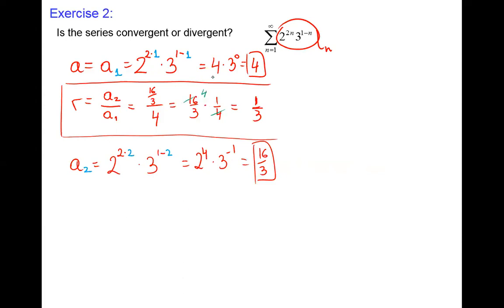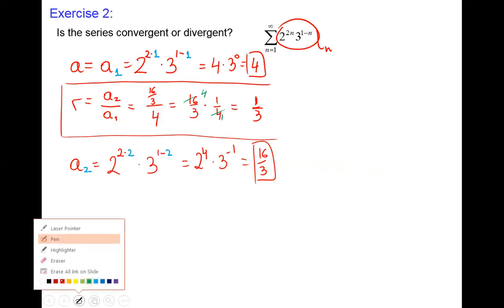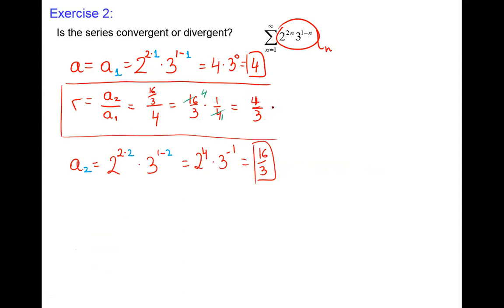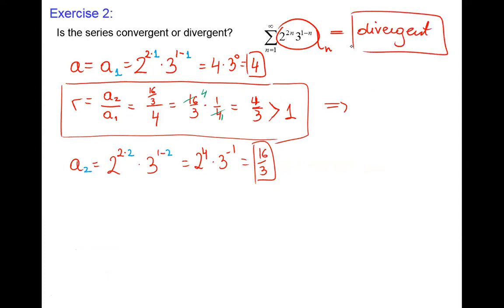I don't think we are lucky, because the first term is 4 and we do have a common ratio of 4 over 3. Unfortunately, this is greater than 1. That means the sum doesn't exist. The infinite series is divergent. We really need the common ratio to be less than 1.